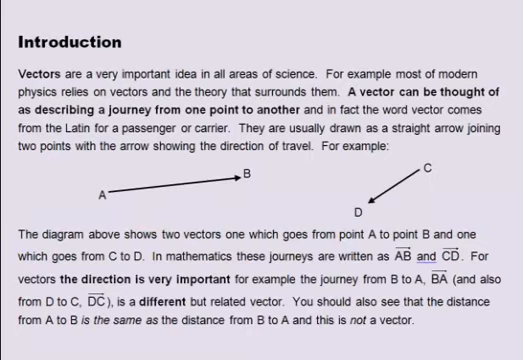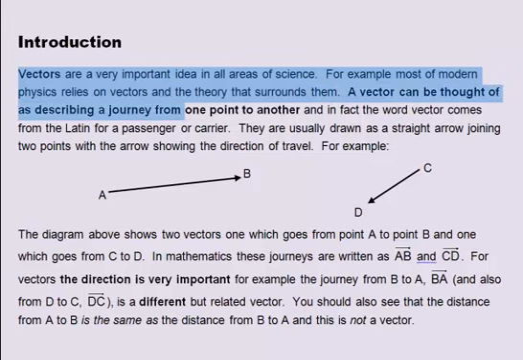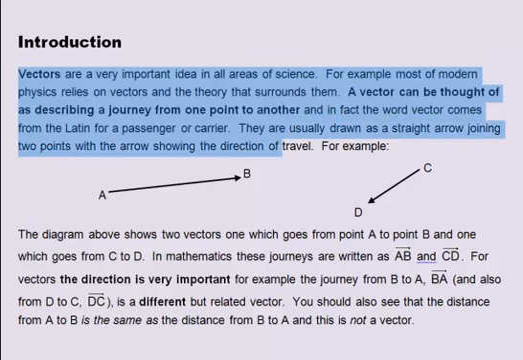Introduction. Vectors are a very important idea in all areas of science. For example, most of modern physics relies on vectors and the theory that surrounds them. A vector can be thought of as describing a journey from one point to another, and in fact the word vector comes from the Latin for passenger or carrier. They are usually drawn as a straight arrow joining 2 points, with the arrow showing the direction of travel.